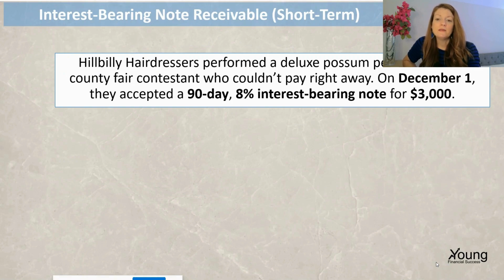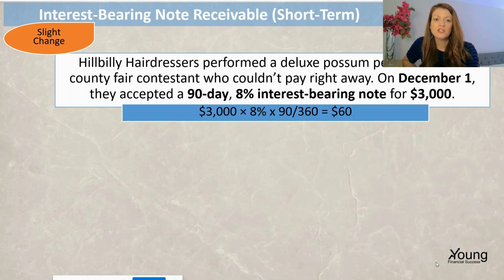So we've got the same situation here, but there's a slight change because it is December 1st. So the last one, that was July 1st. So it all happened in 1 year. This one is 90 days, but it starts December 31st.